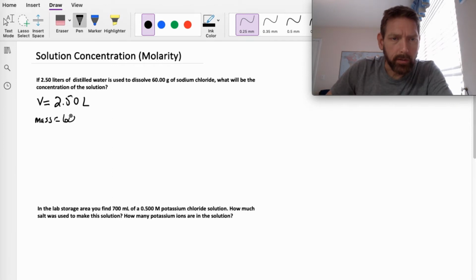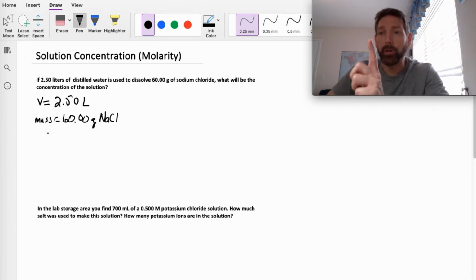So that is 60.00. So we got 4 sig figs here. Grams of sodium chloride. So we write NaCl. And so what will the concentration? Concentration we know is molarity. So there's capital M will be our concentration.